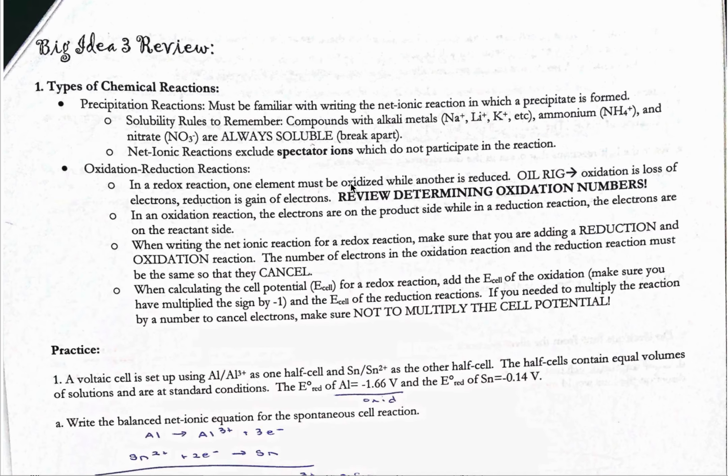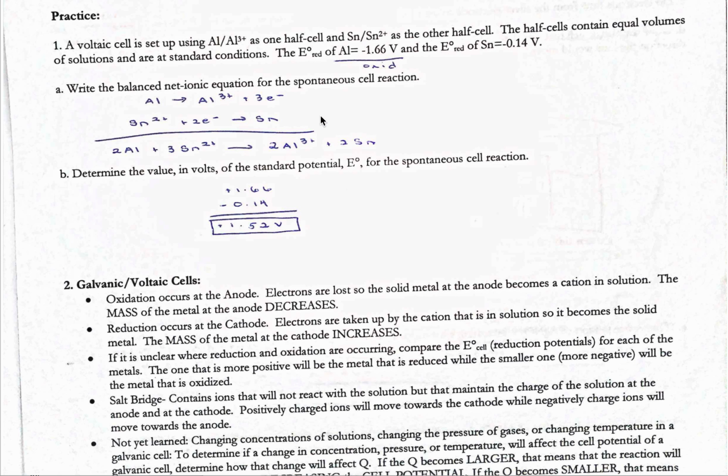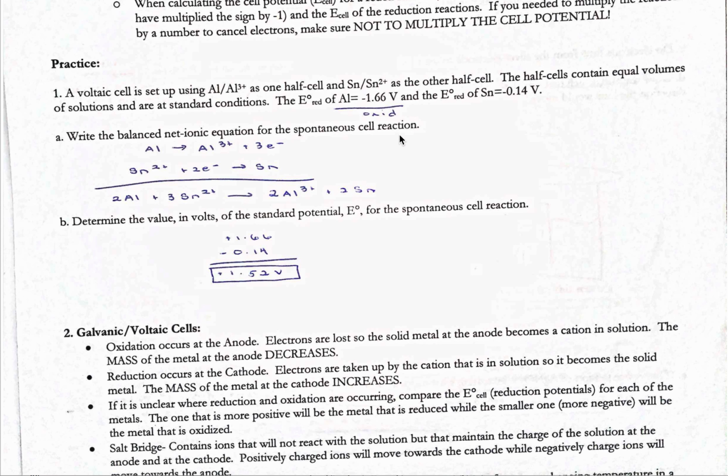Okay. All right, for big idea 3, it wants you to write a balanced spontaneous cell reaction. Well, since aluminum has a cell potential, this is reduction, remember, of negative 1.66, while tin has a negative 0.14, that tells me that this is going to be oxidized, so I'm going to want to flip it. So if I write the overall reaction, aluminum's being oxidized, so Al produces Al3+ plus 3 electrons. Tin is being reduced, so it's going to gain 2 electrons. Remember, you've got to multiply this top one by 2, this bottom one by 3 in order to balance it, so I get my reaction here.